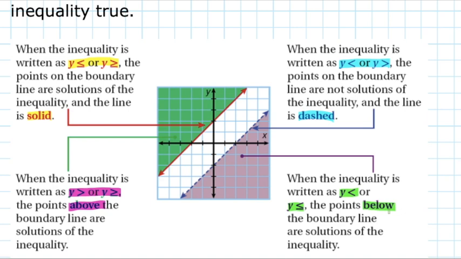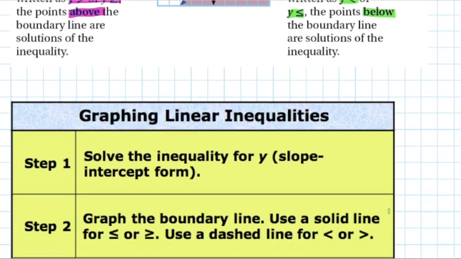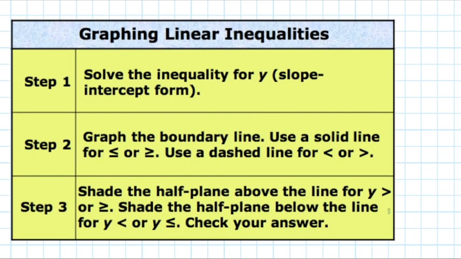So that is the second thing that is different than when you normally graph a line. The first thing: should I make it a solid line or should I make it a dashed line? The next thing: should I shade above the line or should I shade below the line? So that is basically how you need to think about these problems. First, you're going to solve for y, in slope-intercept form, so you can sketch your line, but you need to think, should I make it solid or should I make it dashed? Then, should I shade above or should I shade below?